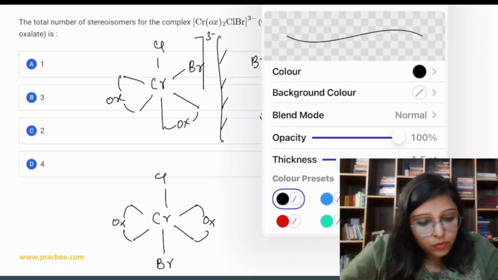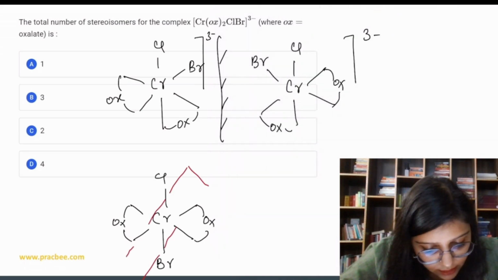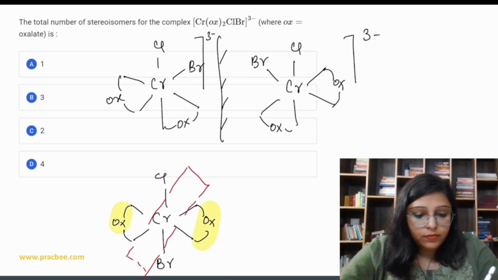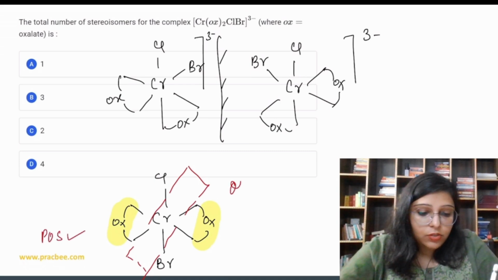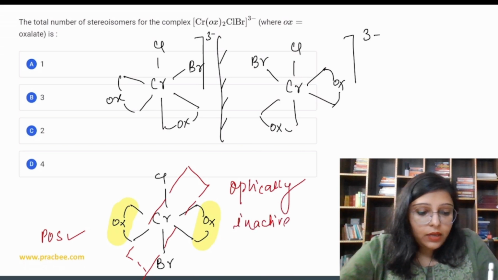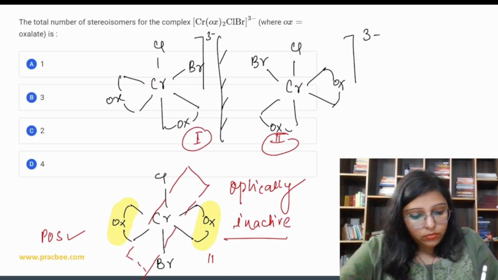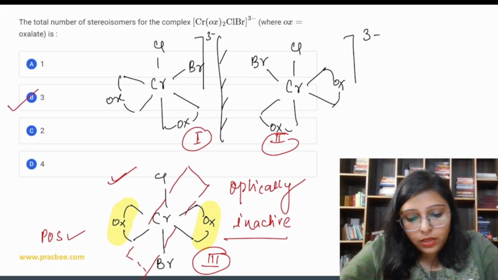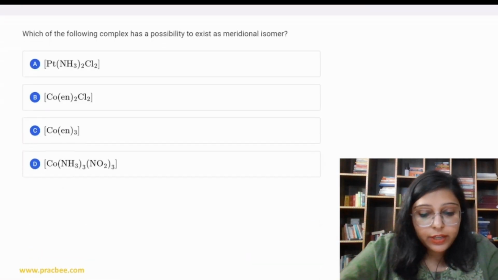Now if you see this plane, if we have the plane like this, it divides the molecule into two equal halves. It means a plane of symmetry is present, and if a plane of symmetry is present, then this is optically inactive. So we will have 3 isomers, 1, 2 and 3. We do not have the mirror image. So the answer is going to be option B, that is 3. Clear? Okay. Now let's do the next question.